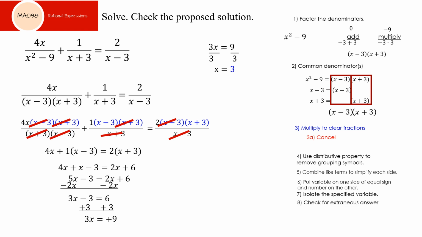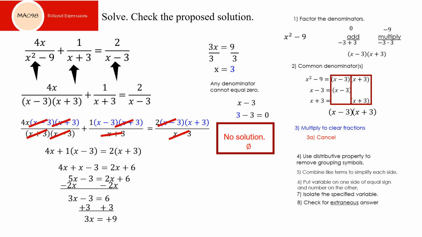Now we need to check for extraneous answers or solutions. That means we're going to look at all of the denominators. Any denominator cannot equal 0. It only takes 1. So I happen to notice that x minus 3, when I put my answer 3 in there, I end up with 0. Well, guess what? That means there's no solution for this equation. Let's look at the next example.